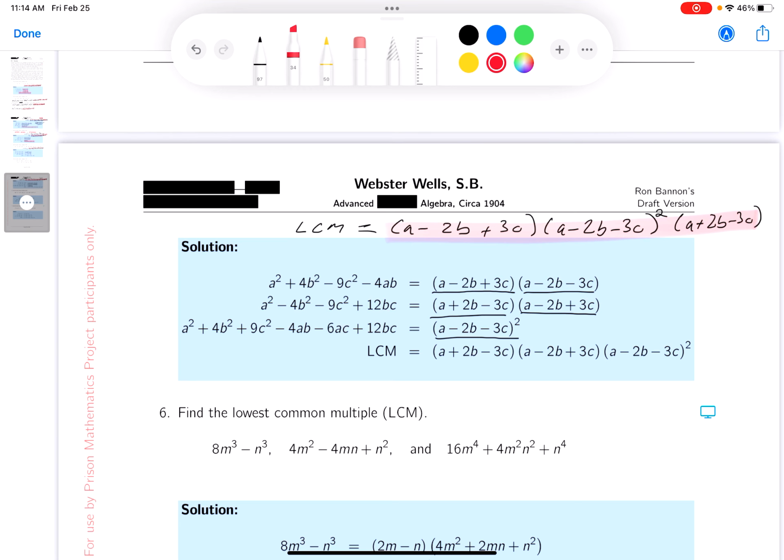Let's look at the key. A plus 2b minus 3c. I'm seeing that right here. A minus 2b plus 3c. I'm seeing that there. Do I see this? A minus 2b minus 3c squared right there. We're done. We got it.